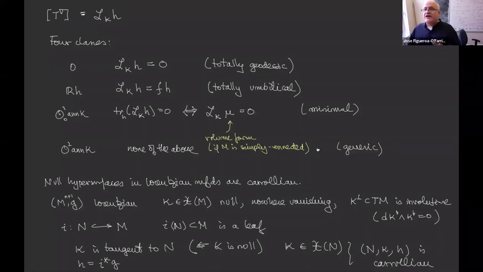And the intrinsic torsion of this Carrollian geometry is precisely the Lie derivative of H along kappa. And then these conditions of being totally geodesic or totally umbilical or minimal or generic, this is precisely what you would use for these null hypersurfaces, except you have to generalize a little bit the notion of second fundamental form for null hypersurfaces, but this has been done. And in fact, you can generalize it further for distributions that are not necessarily involutive, and you get exactly the same.